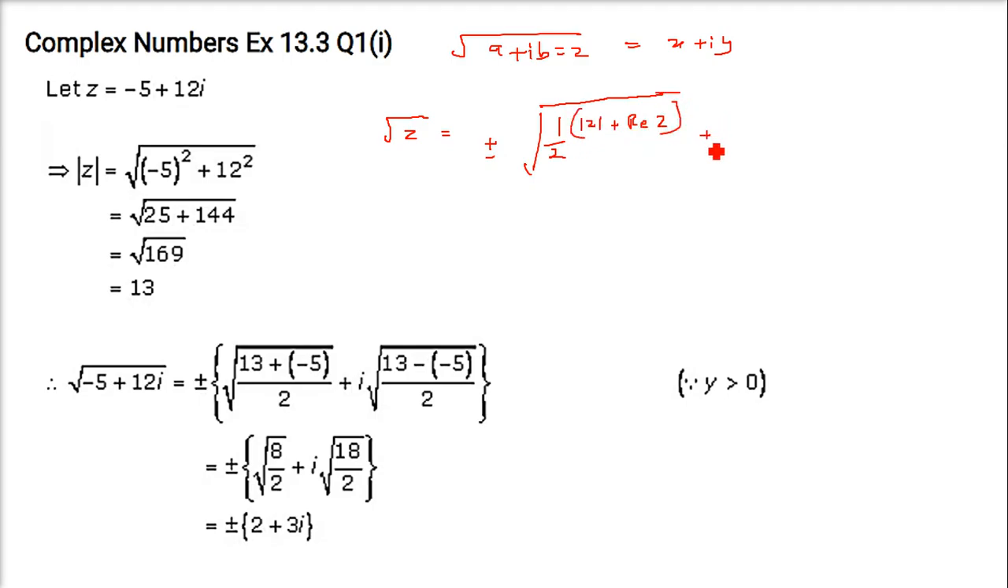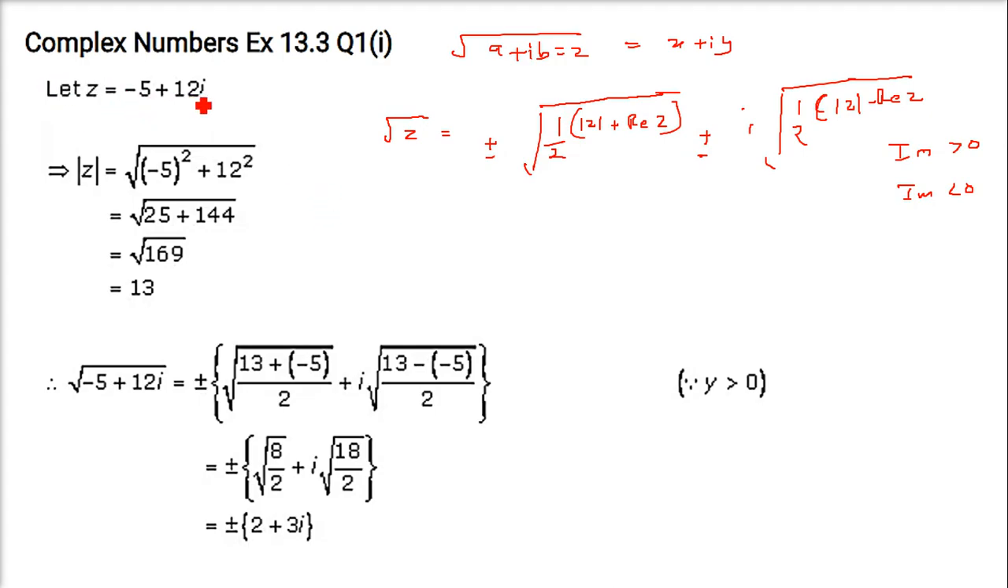And then plus i under root half mod of z, that is the modulus of z, minus real part of z. And this is true when the imaginary part is greater than 0. But if the imaginary part is less than 0, we will take a minus here. Same formula with minus. So this is what we are going to apply everywhere.